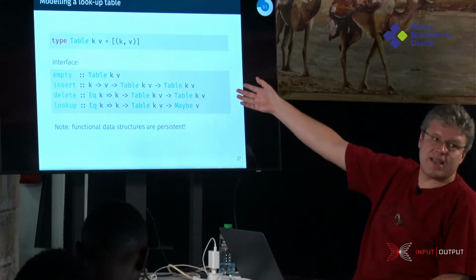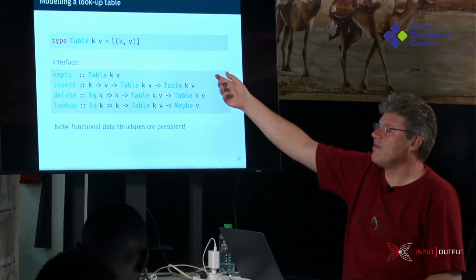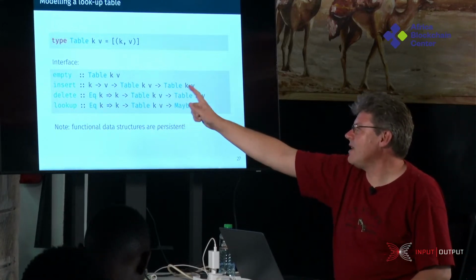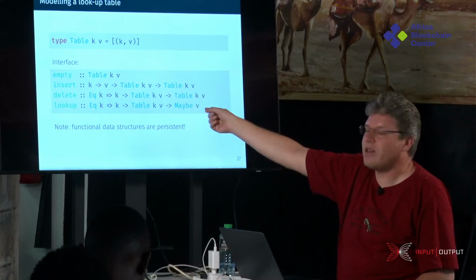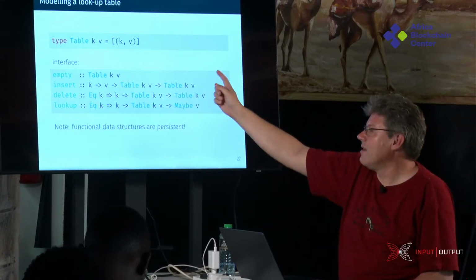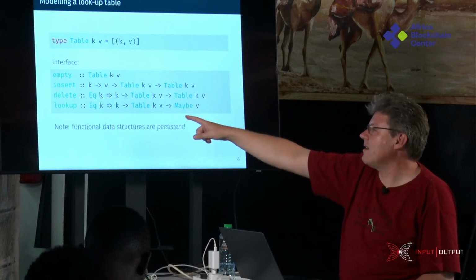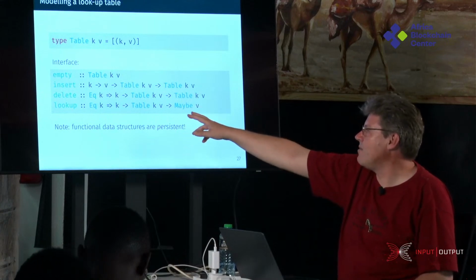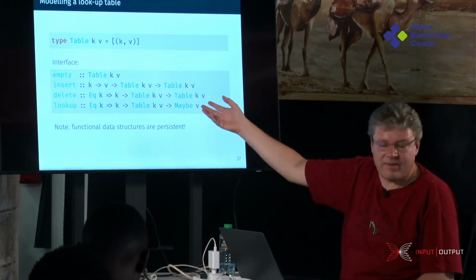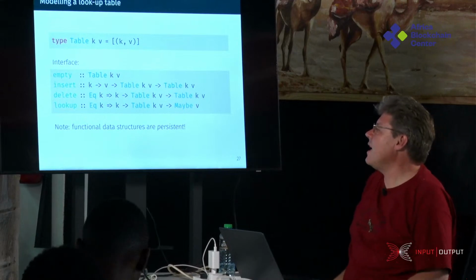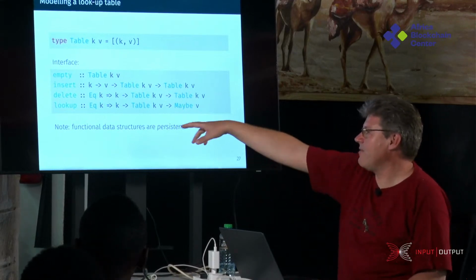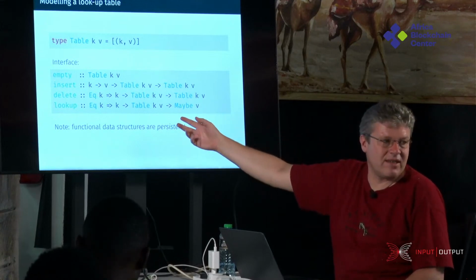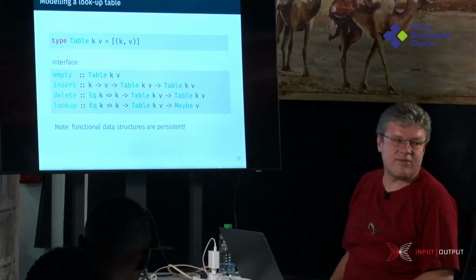And we want this interface to work with our tables. So we want to be able to construct an empty table. We want, given a key and a value, to be able to insert it into a table. Given a key, and that we can compare keys for equality, we want to be able to delete a key from a table and the corresponding value. And lookup, given a key and a table, we want to find the associated value if it is in the table. So this is a typical use case for maybe.